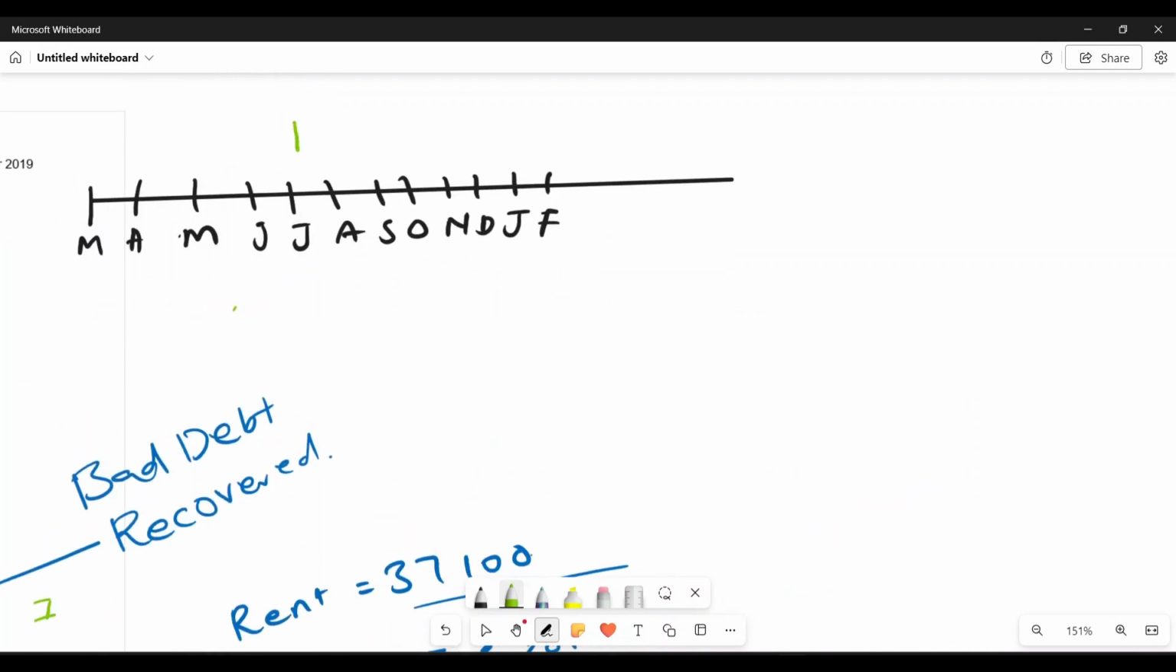So this is my 1 July 2018. And because it's an annual amount, meaning that amount is for 12 months, for how many months was I supposed to receive for this year? So it was July, August, September, October, November, December, January, February. So 1, 2, 3, 4, 5, 6, 7, 8. So for this financial year, it would only be applicable for 8 months.